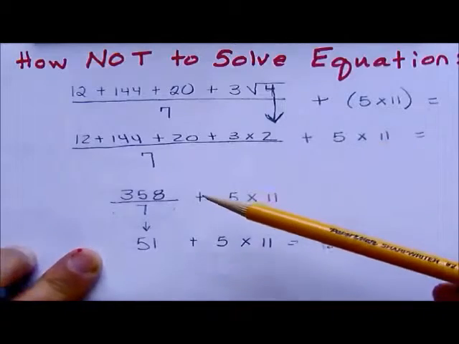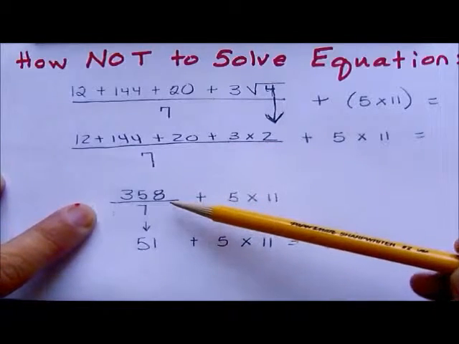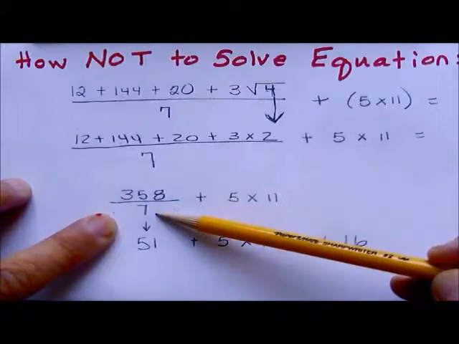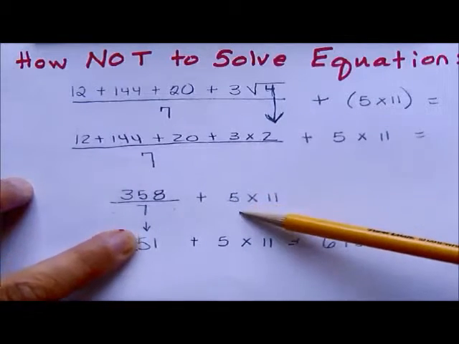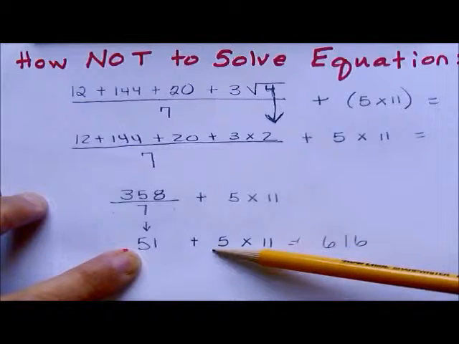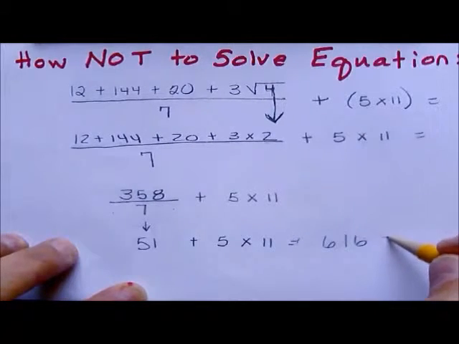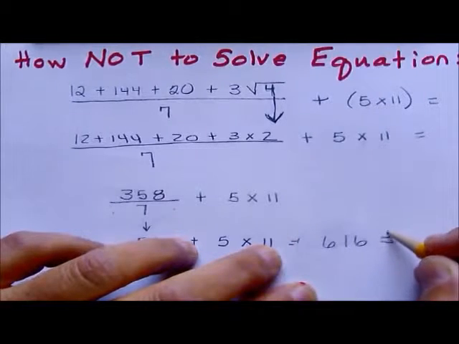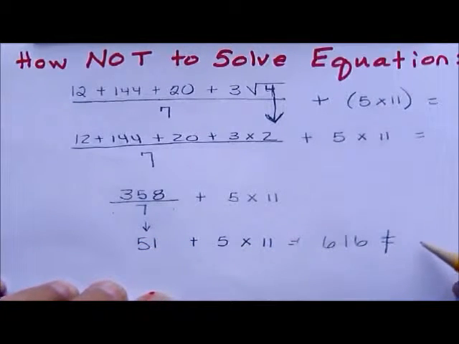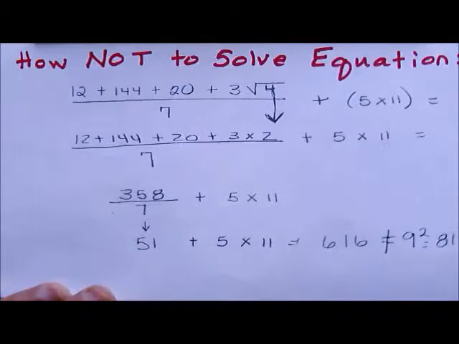Here's what happens. When you add up all these numbers, then times by 2, you get 358 over 7 plus 5 times 11. So 51 plus 5 times 11 comes out to 616, and that does not equal the answer, which the equation already gave you, does not equal 9 squared or 81. Okay? So let's flip the page and talk about how to solve the equation correctly.